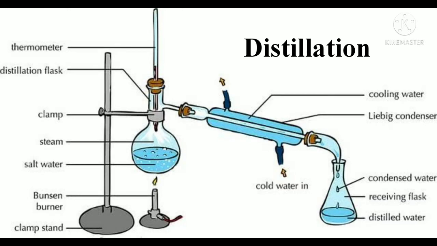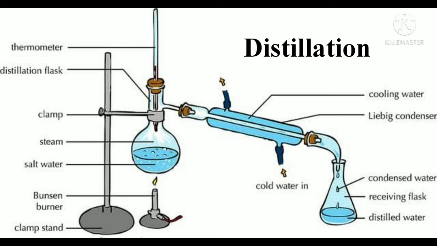Next we'll talk about this diagram. This diagram will give an idea of distillation. But now we have to see one by one what parts are there. Distillation is a process which involves the separation of a pure liquid from a homogeneous solid and liquid mixture. So here the same salt water or sea water is taken. A Bunsen burner is there, one clamp stand is there. Now there is one thermometer also. The distillation flask is there. Then this distillation flask is connected to the Liebig condenser.